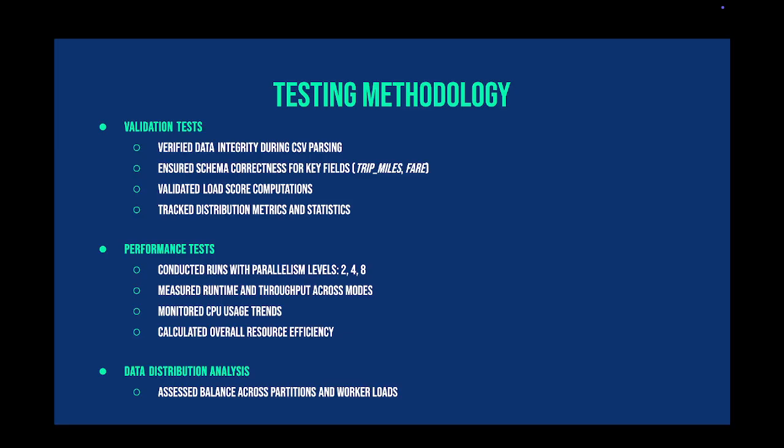To confirm that my system works as I intended, I performed the following tests. Firstly, I validated CSV parsing accuracy and schema integrity for essential fields like trip miles and fare. Then I ensured that the load scores were correctly calculated and the distribution metrics were accurately captured. I ran extensive performance tests with various parallelism levels, specifically 2, 4, and 8, to ensure runtime, throughput and CPU usage were as expected. I also carefully analyzed the distribution balance across worker tasks to ensure fairness and efficiency.